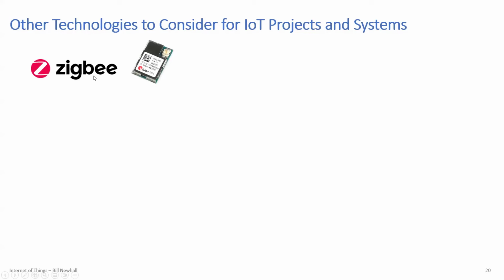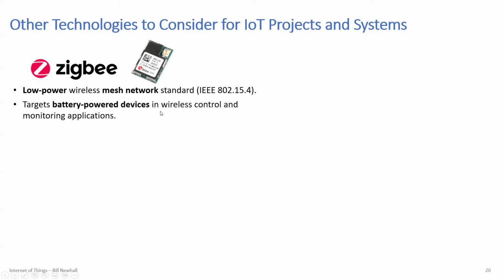For example, if you need to communicate between devices and maybe hubs, you might consider Zigbee. Zigbee is the low power wireless mesh network standard. It's an IEEE standard, and this standard targets battery powered devices, so devices with limited energy, and typically wireless monitoring applications. So if you're trying to control something wirelessly, or you're trying to monitor a sensor, and you have a Zigbee system, a Zigbee hub, possibly, then you can use Zigbee.